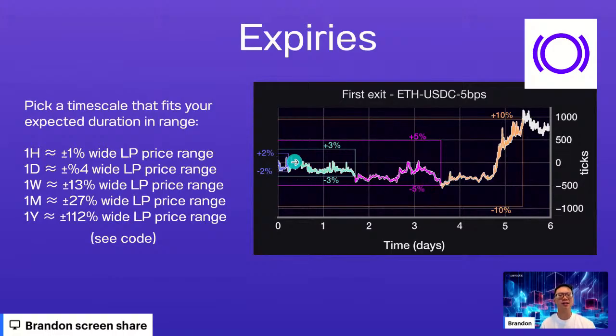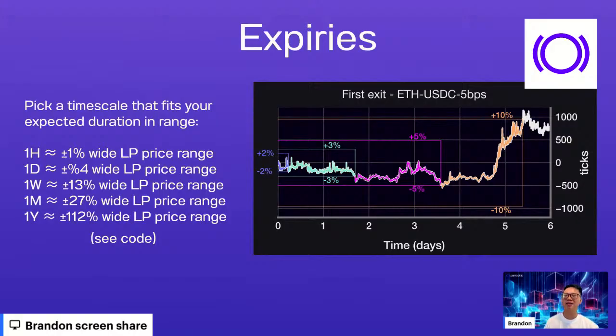less than a day for the price to move 2% or more. And it might take a bit more than a day for it to move 3%. And how long would it take to move 10%? In this chart, it took 5 days and a half. So we're going to ask this question: how likely is the position to stay in range? When's the first time it's likely to go out of range, depending on how wide your position is?